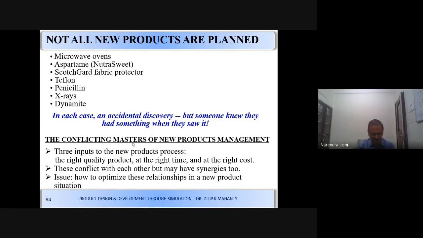I mentioned this in the beginning of my talk. Somehow they knew they had something when they saw it. They did not intend to make it, but it came. The conflicting masters of new products management. This is the important aspect.